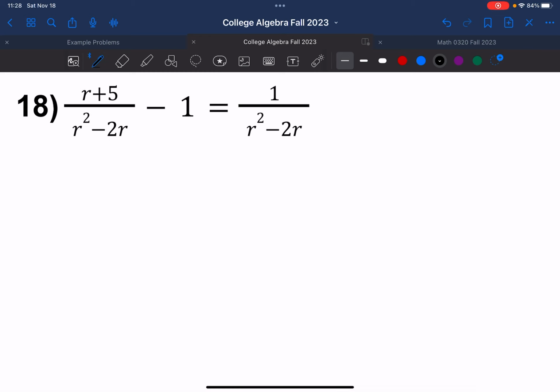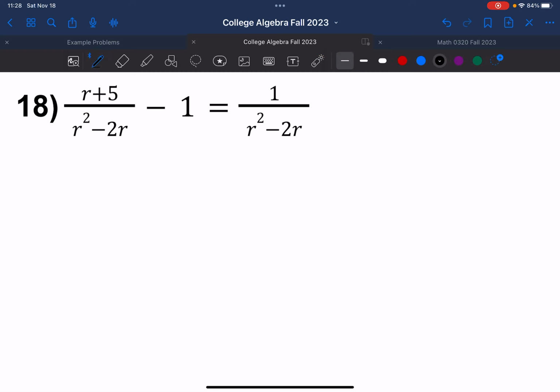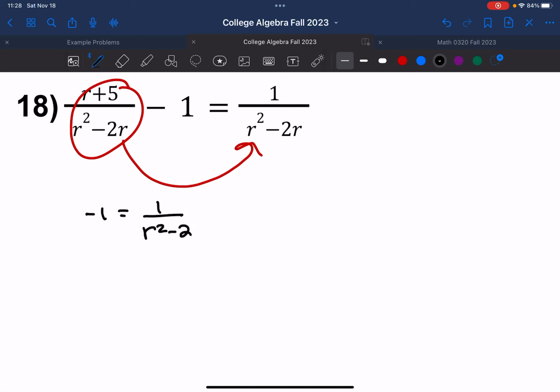Let's look at 18. Again, we need a fraction equal to a fraction, and notice how these have common denominators, but they are on opposite sides. So I'm going to move this one over so we can combine those two fractions. So I have negative 1 is equal to 1 over r squared minus 2r minus r plus 5 over r squared minus 2r.